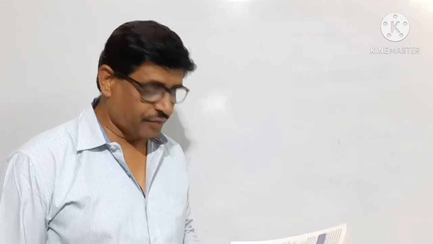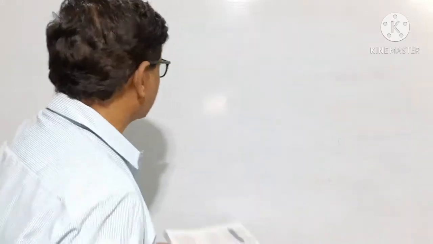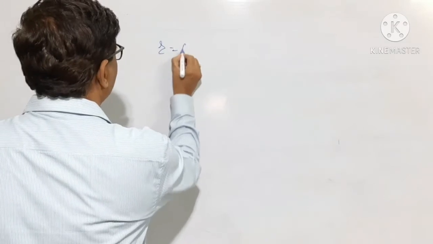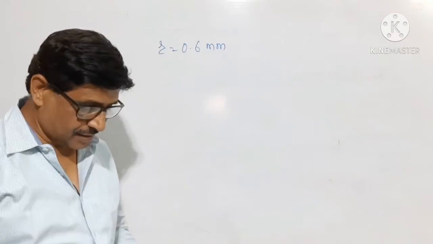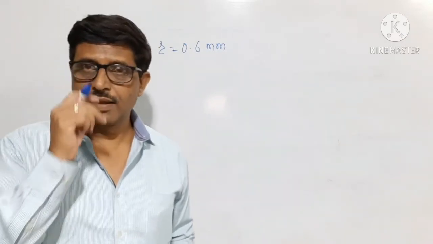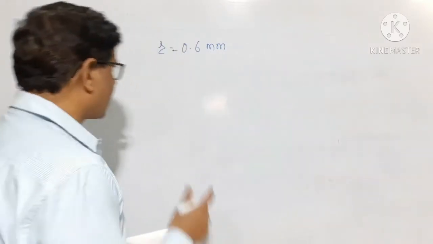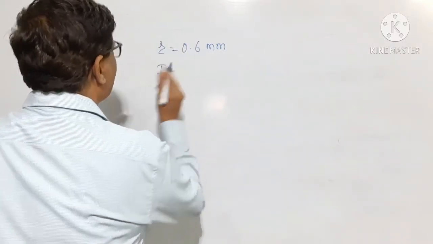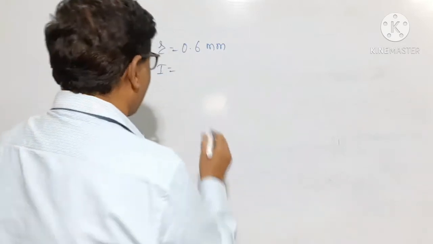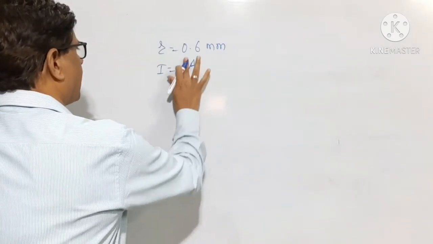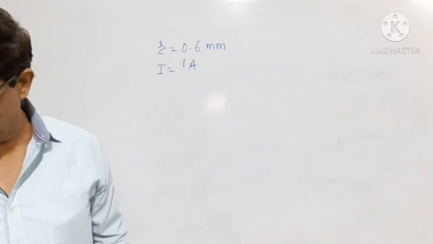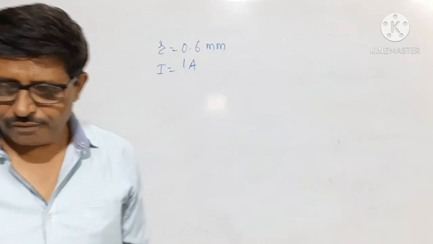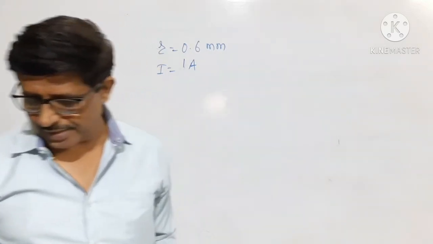Let us begin. The first problem is: a copper wire of radius 0.6 millimeter. The radius of the copper wire is given to you. It is equal to 0.6 millimeter. Another thing given is the current flowing through the conductor, I, which is equal to 1 ampere. And the question asks us, very simply, to find the current density of the conductor.